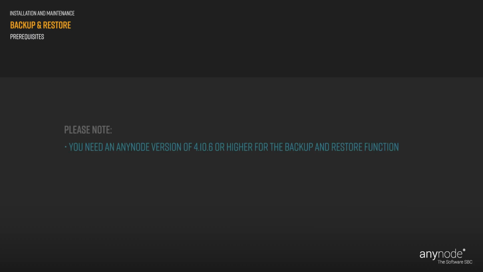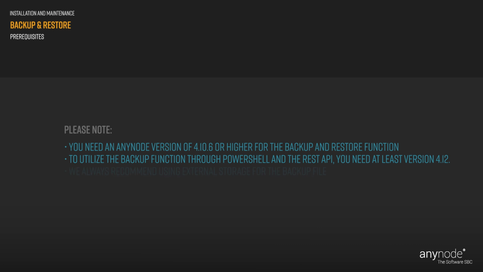Prerequisites. You need an anynode version of 4.10.6 or higher for the backup and restore function. To utilize the backup function through PowerShell and the REST API, you need at least anynode version 4.12. We always recommend using external storage for the backup file.